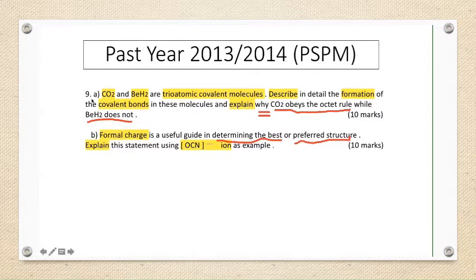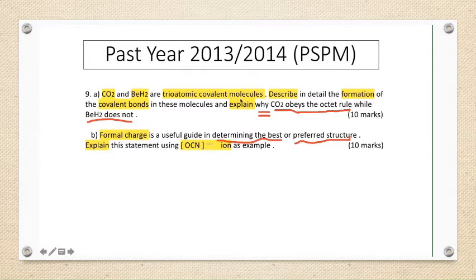So 9A: carbon dioxide and beryllium hydride are triatomic covalent molecules. Describe in detail the formation of the covalent bonds in these molecules and explain why CO2 obeys the octet rule while BeH2 does not. So CO2 and BeH2 are the key points. Triatomic covalent molecules is the key point.